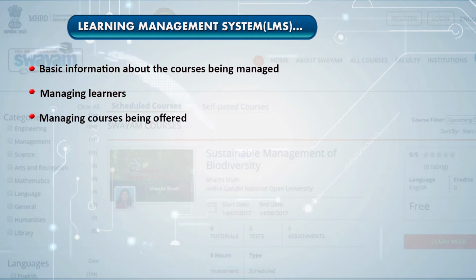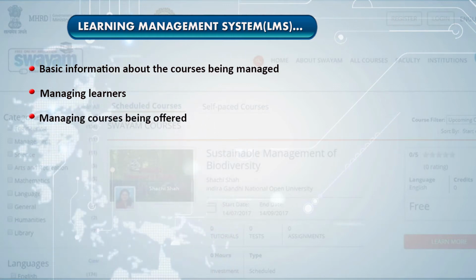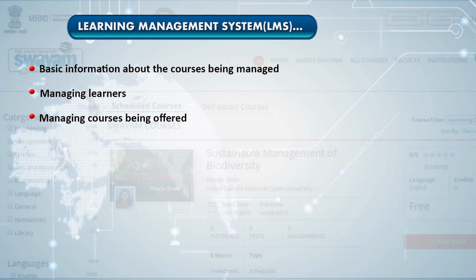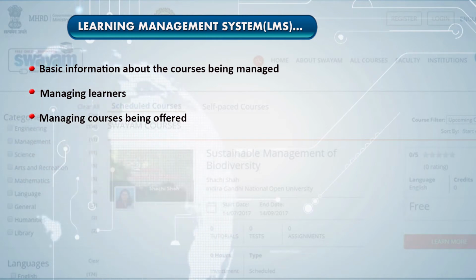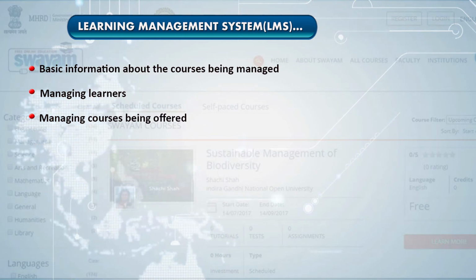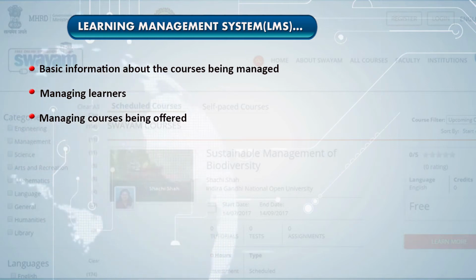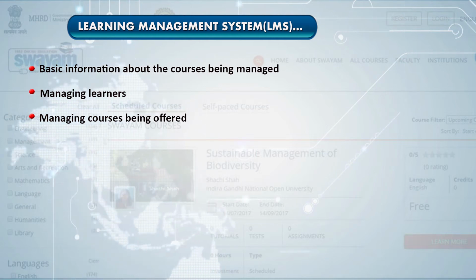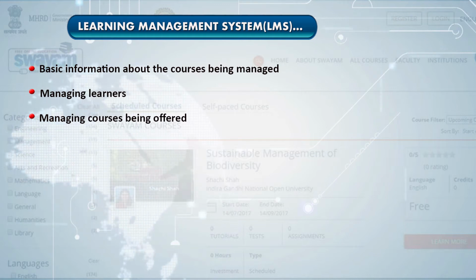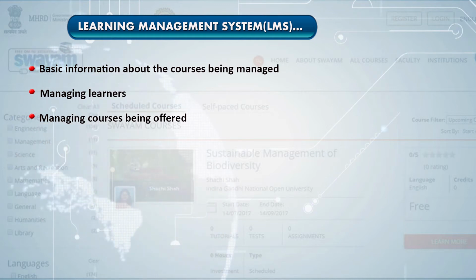Then managing courses which are being offered. The list of courses is already there, always there, for you to look into. But what are the basic components of those courses? How many videos are there? How many audios are there? How are they going to be presented? All that, managing courses and who has taken enrollment or admission into what course, and what their current status is, are dealt with as far as the learning management system is concerned.